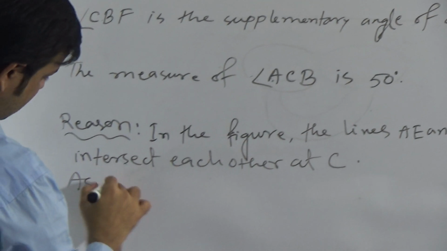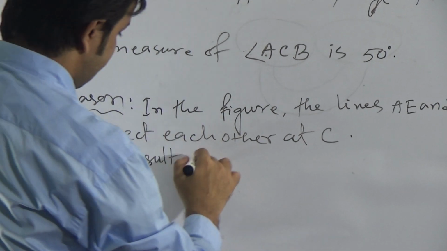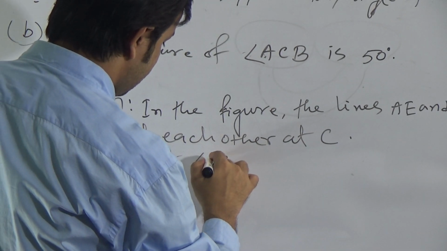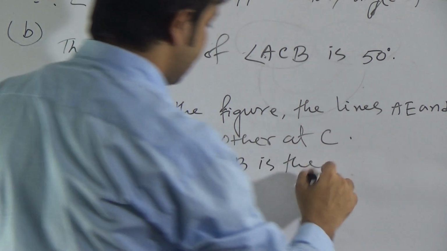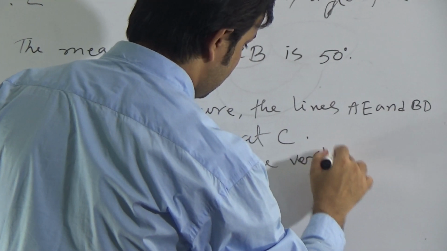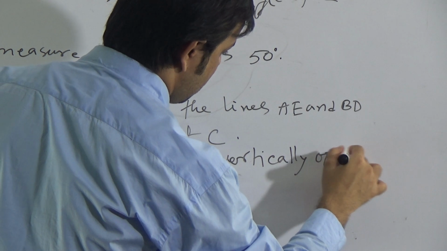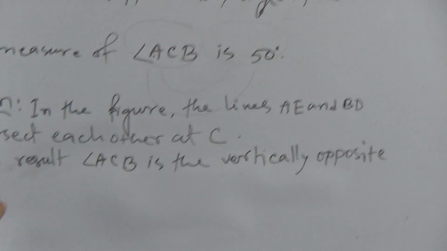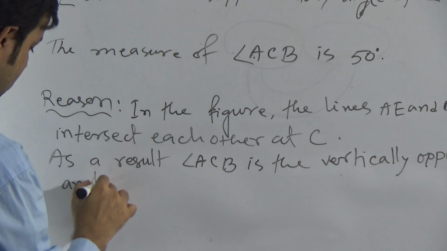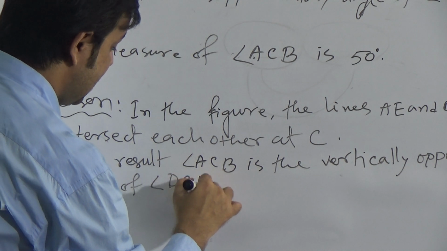As a result, angle ACB is the vertically opposite angle of angle DCE.